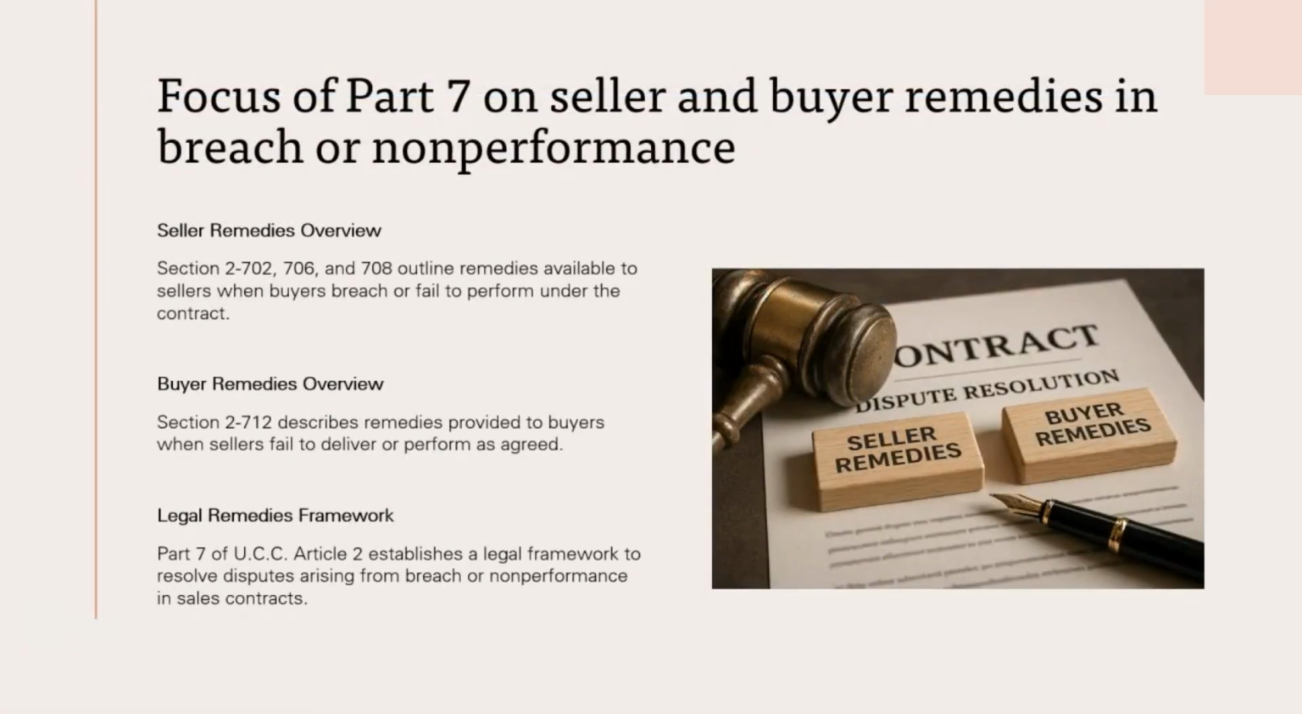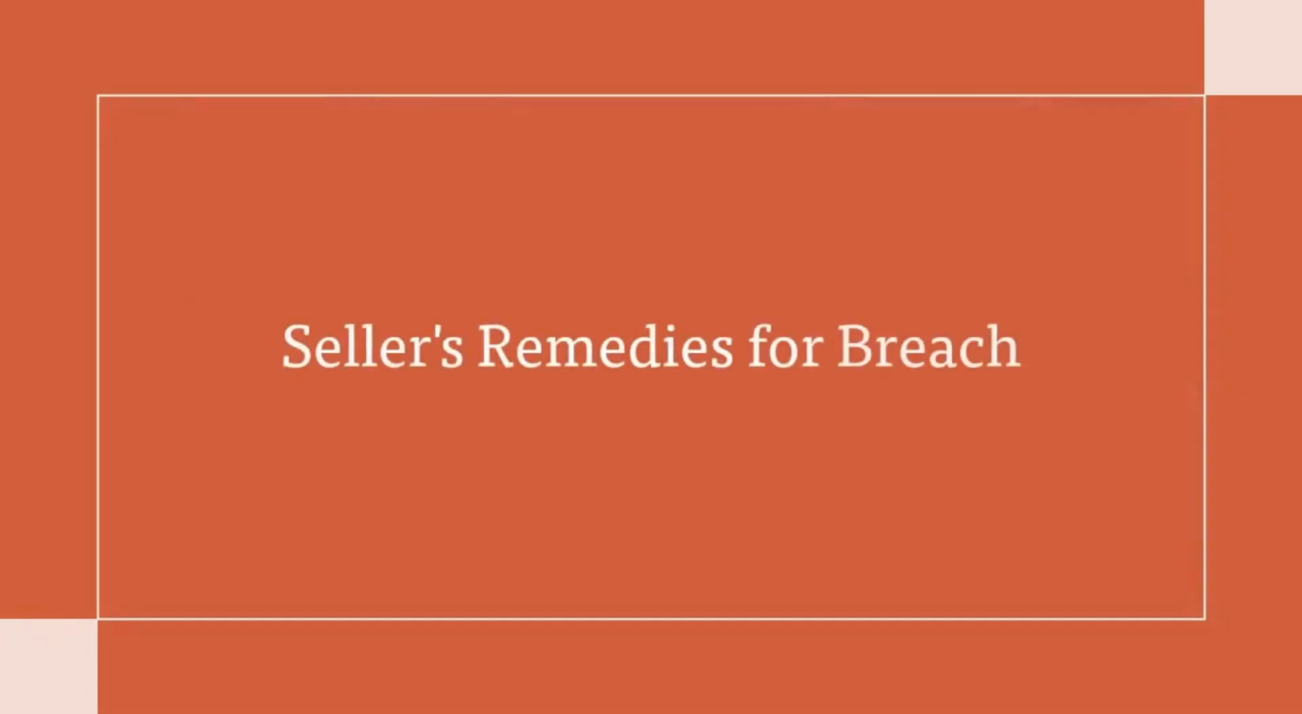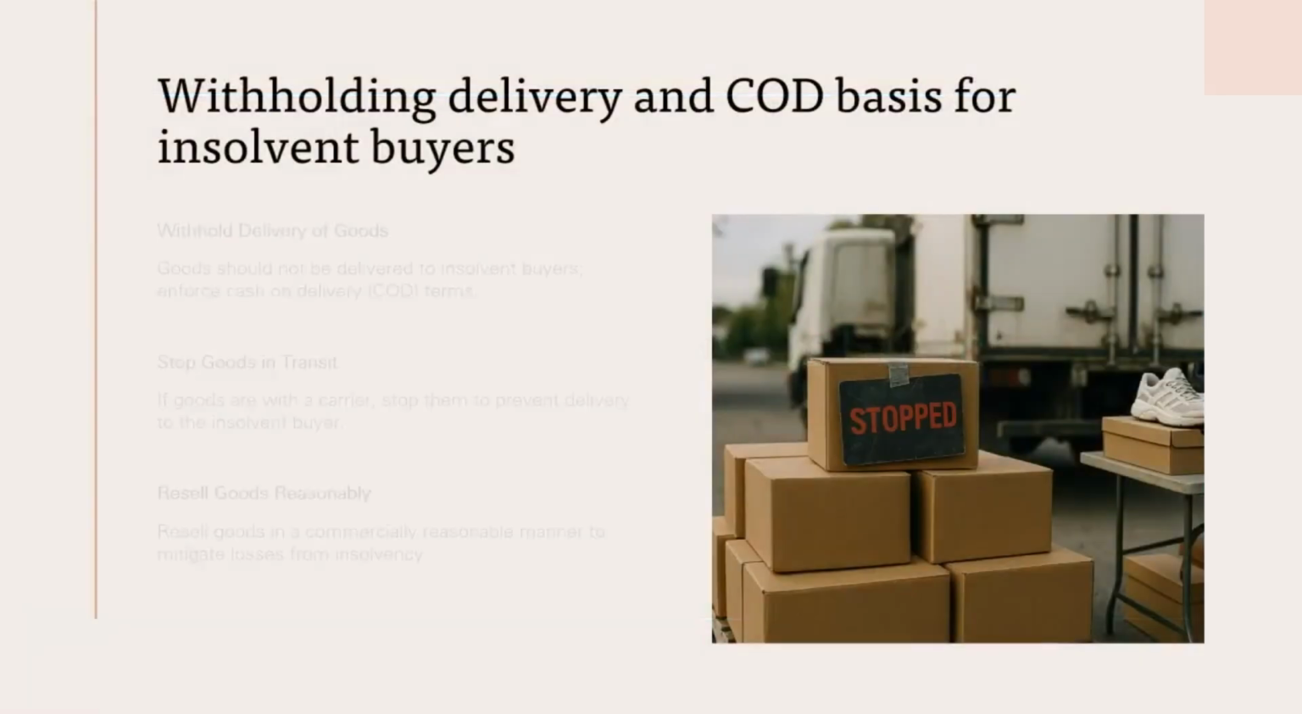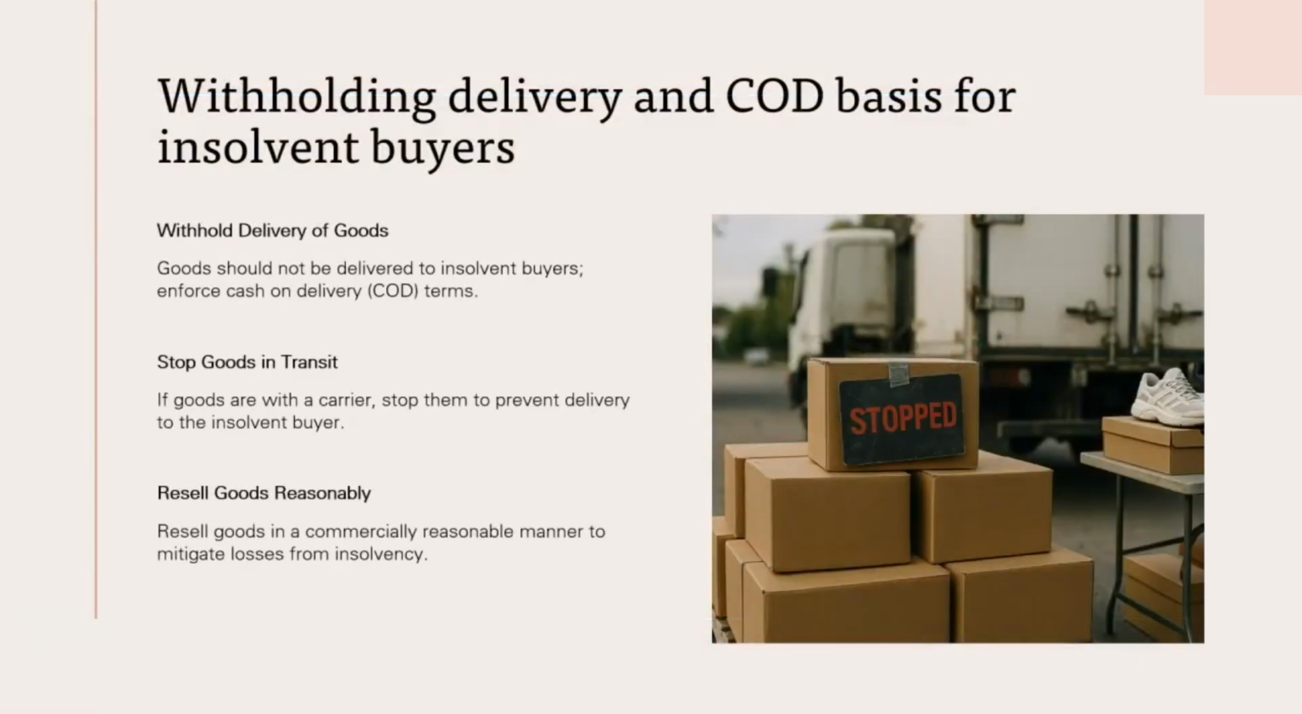This is Part 7 of the UCC. Article 2 focuses on the remedies available to the seller or to the buyer in the event of a breach by the other party or for non-performance. All right, seller remedies. We're going to look at withholding delivery and COD bases for insolvent buyers, suing for damages, contract cancellation, and reclaiming goods.